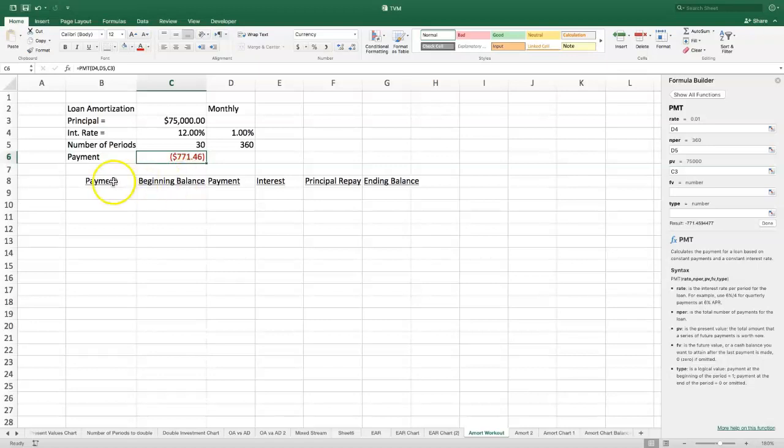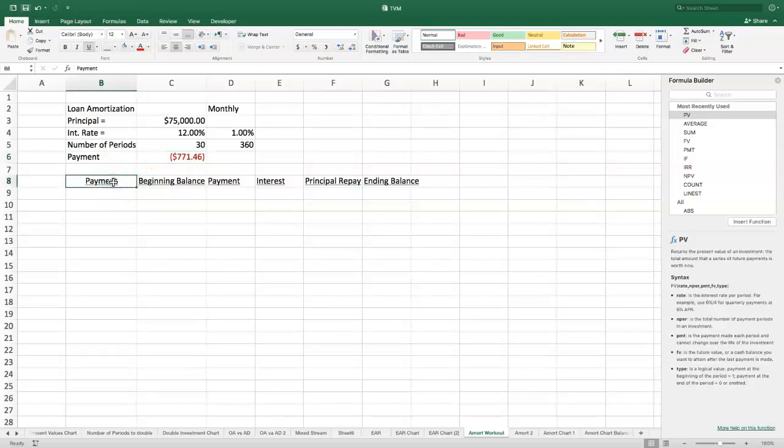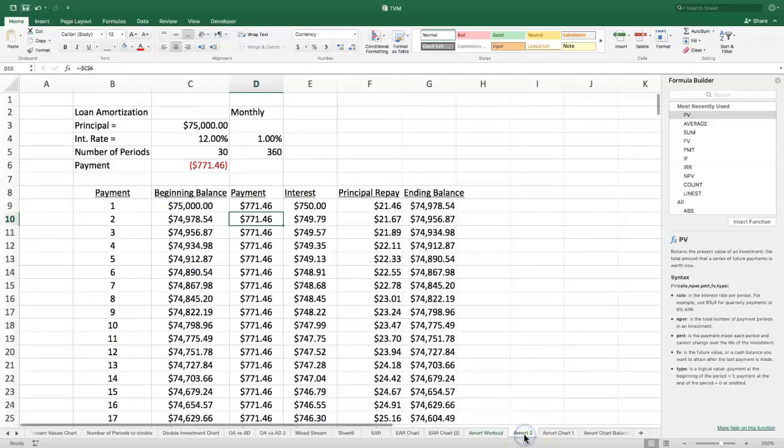To calculate an amortization schedule, we begin with the payment. Is it the first, second, third, fourth, fifth payment? The beginning balance on the loan, the amount of the payment, how much that payment goes towards interest, how much of it goes towards repaying the principal, and then our ending balance, which will roll over to our beginning balance for the next period. So after we've calculated the monthly payment amount, we can begin to generate the amortization schedule.